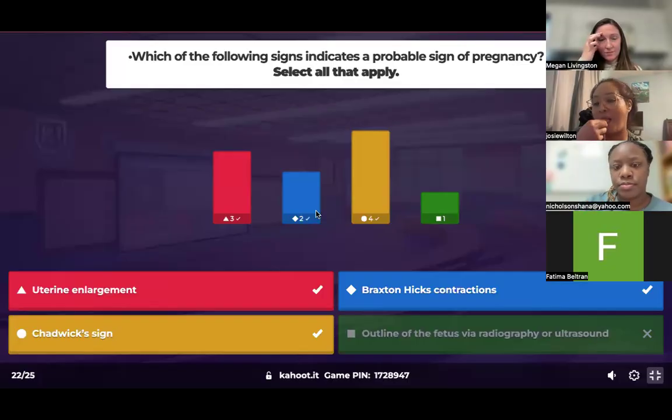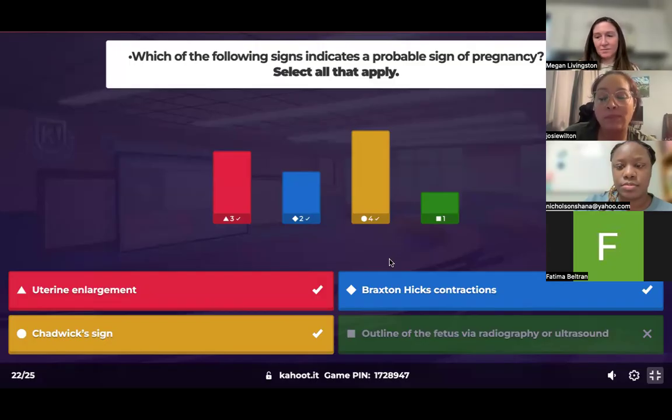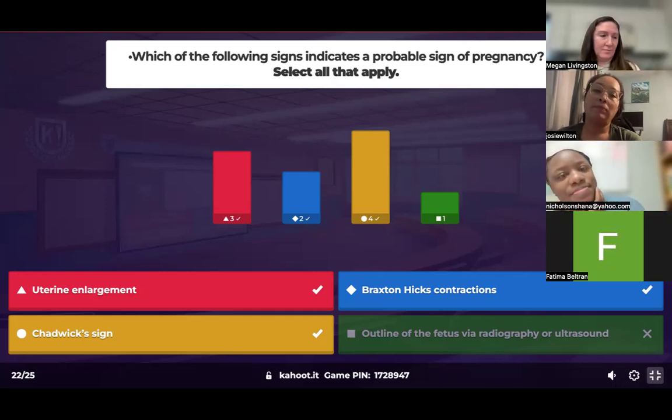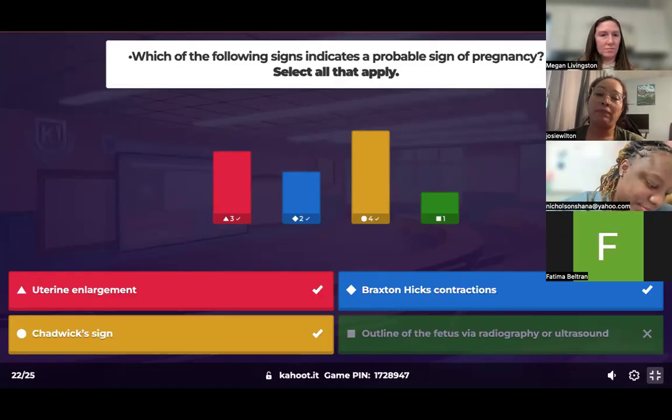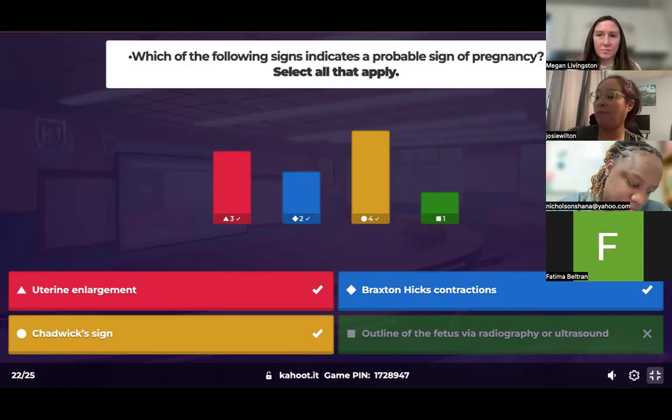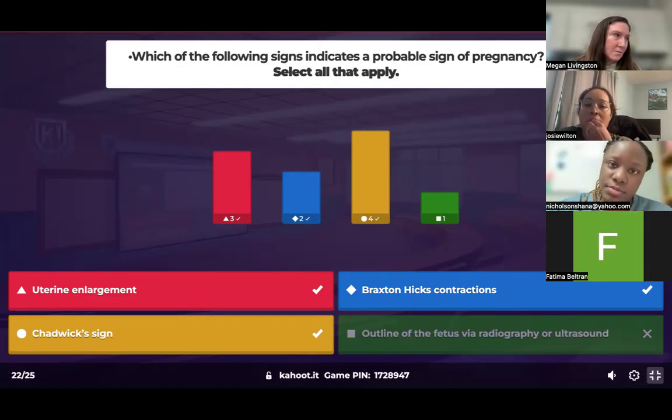All right. So the correct answers are uterine enlargement, Braxton Hicks contractions, and a Chadwick sign. The outline of the fetus via radiography or ultrasound would be a positive sign, because we're seeing the baby. The other three are things that we experience only in pregnancy, so that would be probable, but we cannot definitely say a mom is pregnant until we see, auscultate, or feel baby move. So that is why these three are correct.